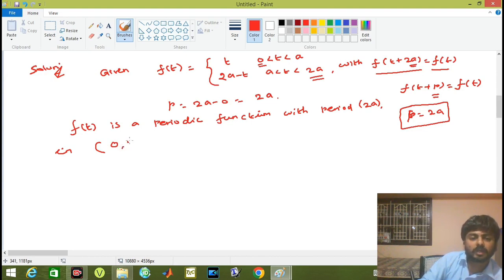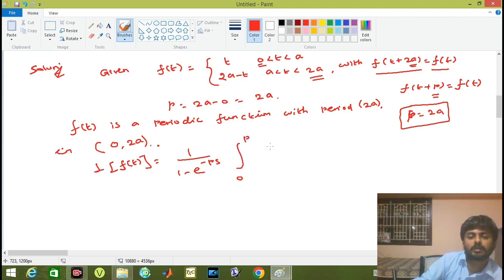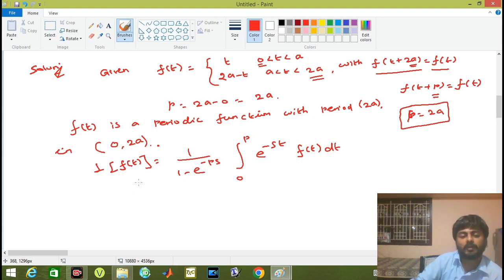Open interval 0 comma 2a. The open interval 0 comma 2a. Okay, so now according to the Laplace transform of a periodic function, we will have L of f of t as 1 divided by 1 minus e power of minus ps, integral 0 to p, e power of minus st f of t into dt. So we are having p equal to 2a.